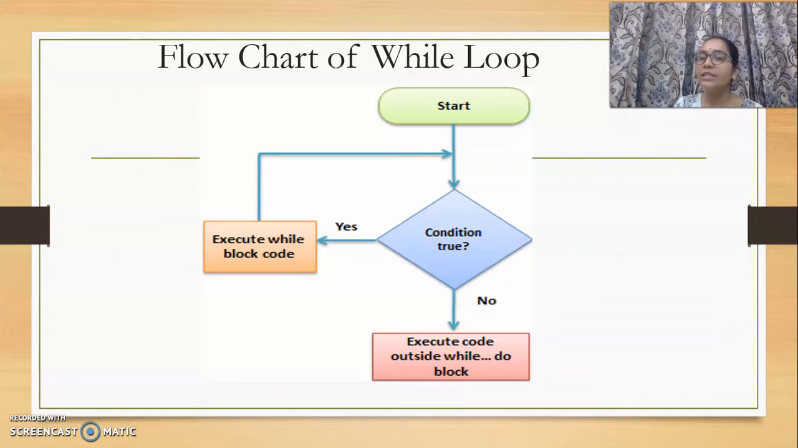So after the increment or decrement, the condition is checked again, and if the condition is still true, the body of the loop will be executed again, and again the condition is checked. Until the condition is true, the body of the loop will keep on executing. But once the condition becomes false, what will happen? The control will come out of the body of the loop.